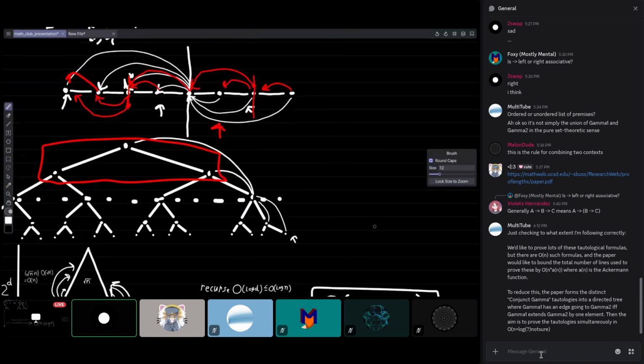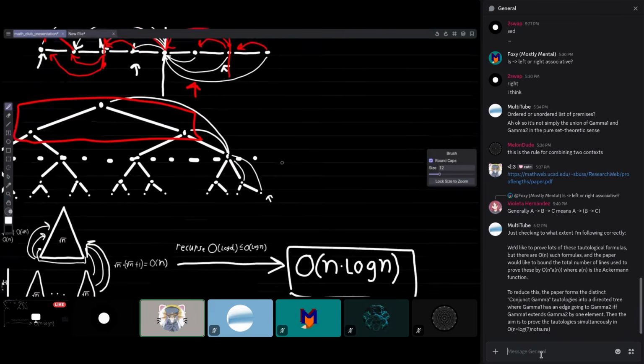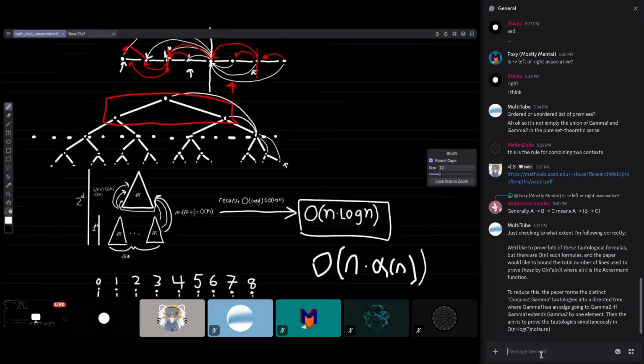We'd like to prove lots of these tautological formulas, but there's O of n of them, and the paper would like to bound the total number of lines used, using the Ackermann function. I think you were about to go into that, but to reduce this, the paper forms the distinct conjunct gamma tautologies into a directed tree where gamma 1 has an edge going into gamma 2 if and only if gamma 1 extends gamma 2 by one element. Then the aim is to prove the tautologies. I think that matches my understanding of what you've said so far. Yeah, something like that. All right.